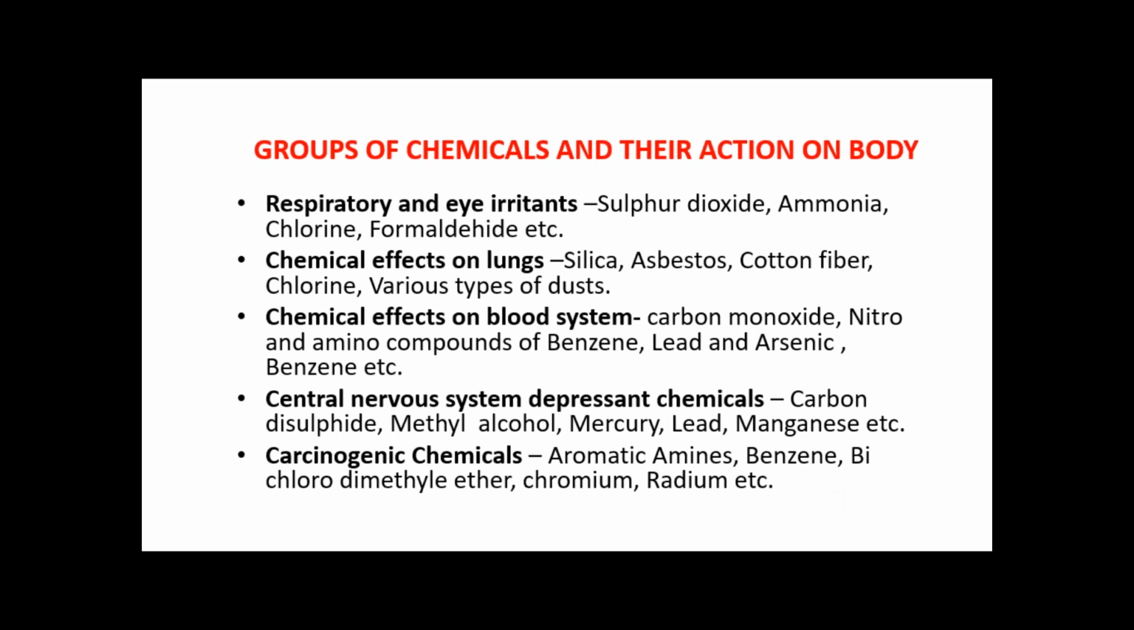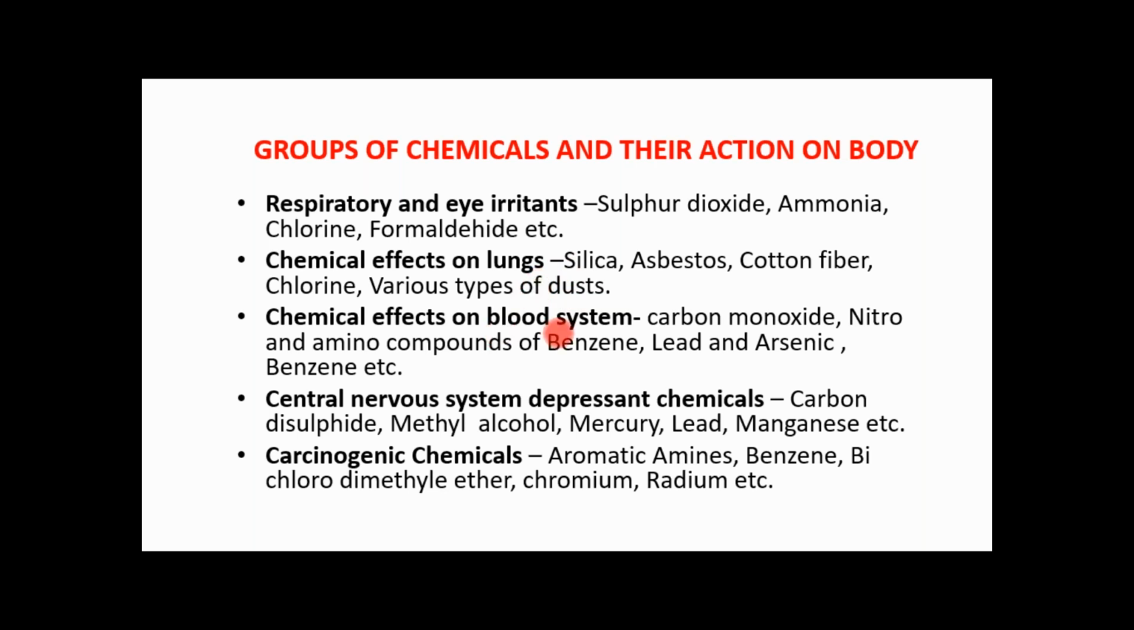Some other groups of chemicals and their action are mentioned in this slide, that is respiratory and eye irritants. Some of the examples are sulfur dioxide, ammonia, chlorine, and formaldehyde. Then chemical effects on lungs: silica, and due to this silica, silicosis is the disease. Due to this asbestos, asbestosis is the disease. Due to this cotton fiber, fibrosis is the disease. Then chlorine and various types of dust can adversely affect our lungs or can be deposited in your lungs, so that the lung capacity can be reduced.